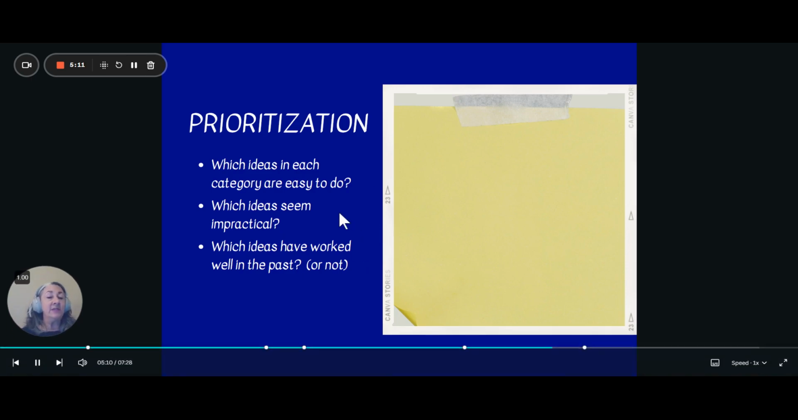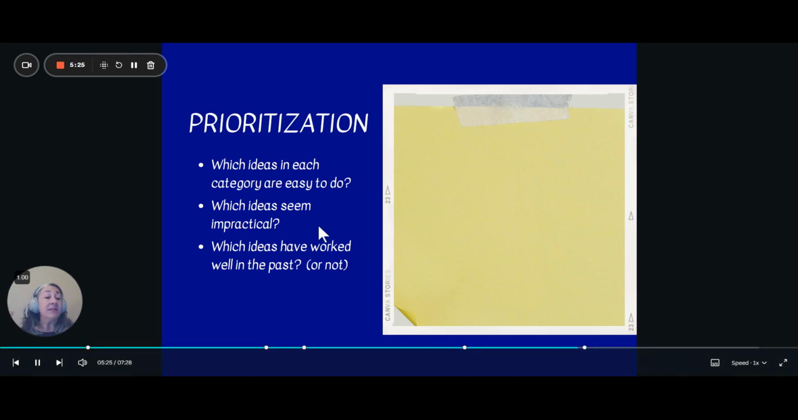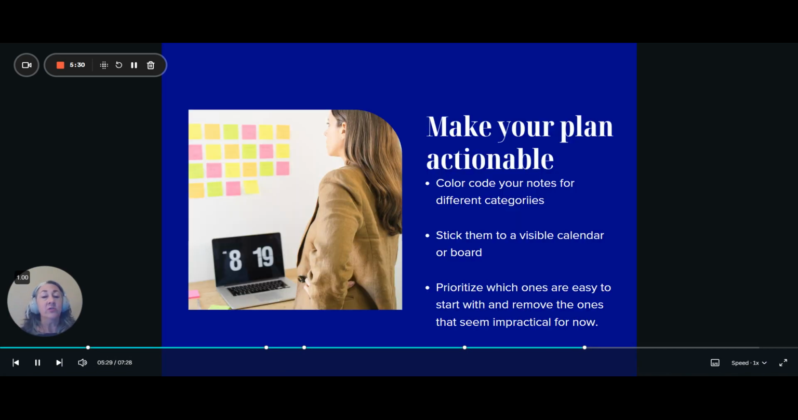And the ones that have seemed impractical, I'm not going to throw them away. I'm not going to put them in the trash. I'm going to set them into a different pile for now, so that my brain can keep working on them, so that my subconscious can keep working on them while I'm still moving the content calendar forward. Because what we're going to do in the next step is we're going to make the plan actionable, right?